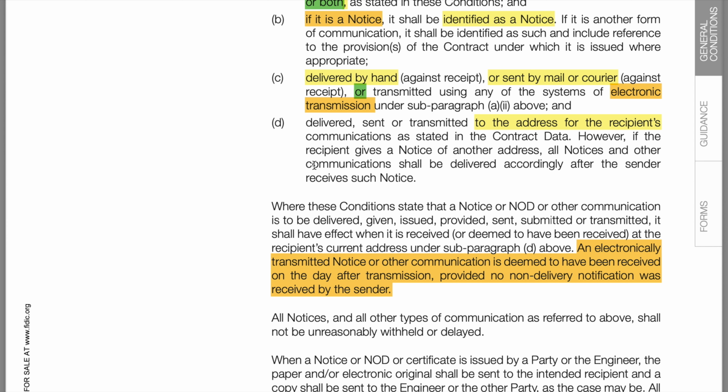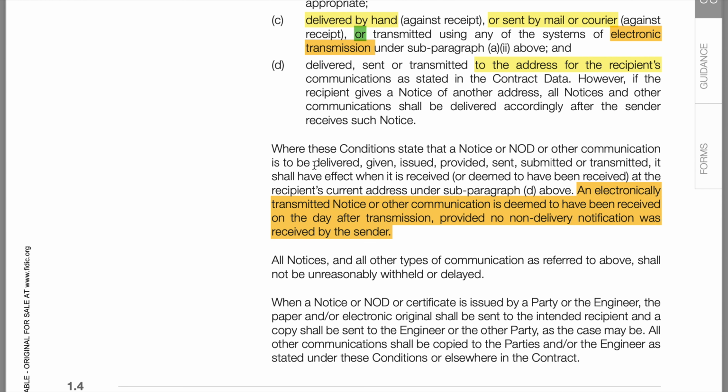All notices and other types of communication, as referred to above, shall not be unreasonably withheld or delayed, which makes sense as well. The last paragraph of 1.3 states that when a notice or notice of dissatisfaction or certificate is issued by a party or the engineer, the paper and or electronic original shall be sent to the intended recipient, and a copy shall be sent to the engineer or the other party as the case may be. All other communications shall be copied to the parties and or the engineer as stated under these conditions or elsewhere in the contract. So this is in short the clause about communications and notices.